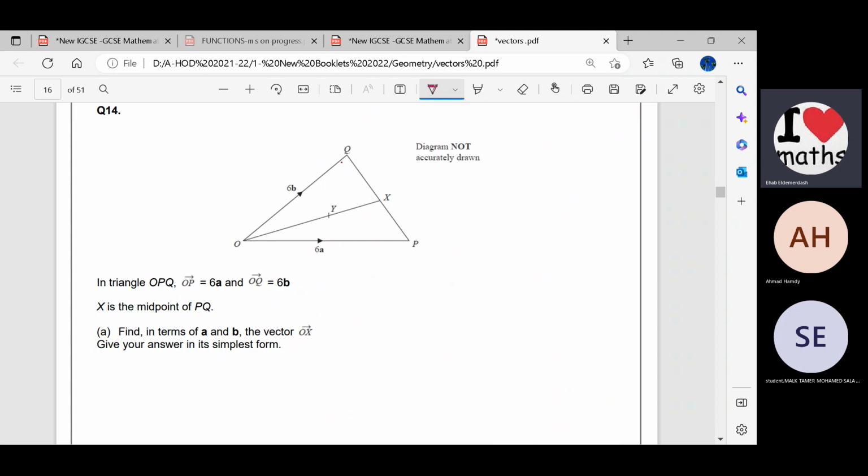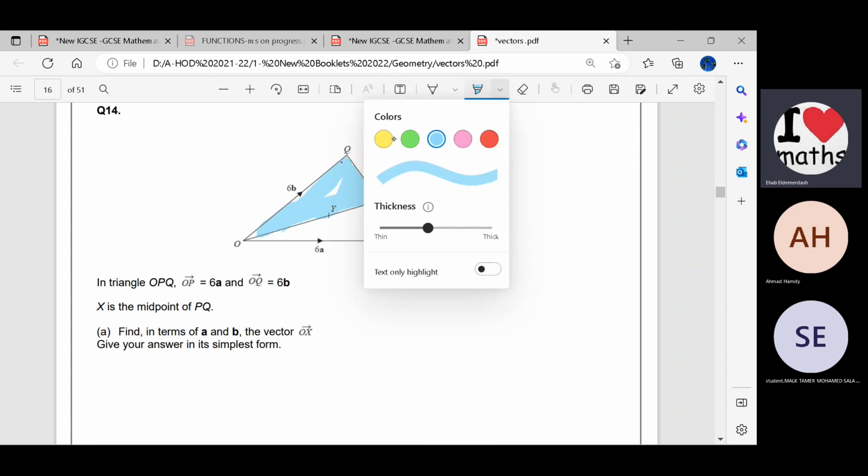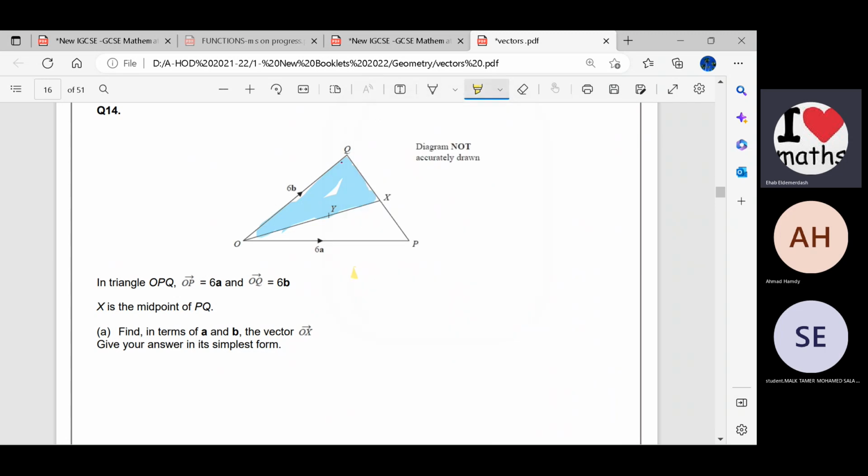X is the midpoint of QP. It says find in terms of a and b the vector OX. The OX is in two triangles, the upper triangle and the other one, the yellow triangle. So I have the blue and the yellow. Let's start dealing with both of them.